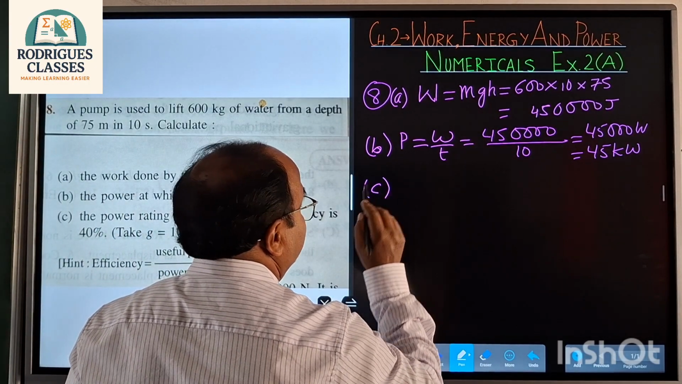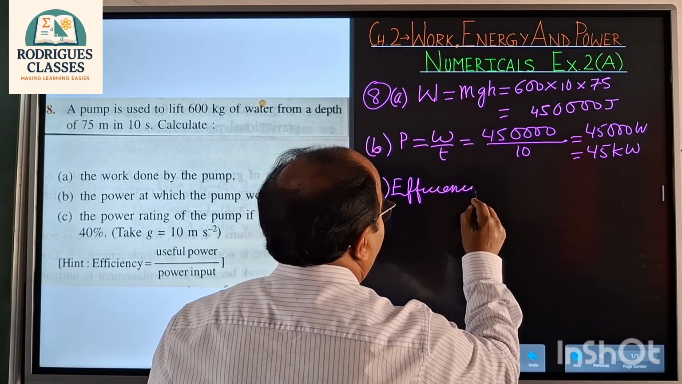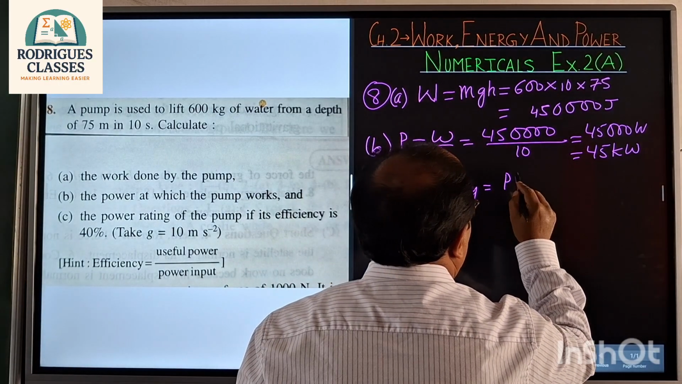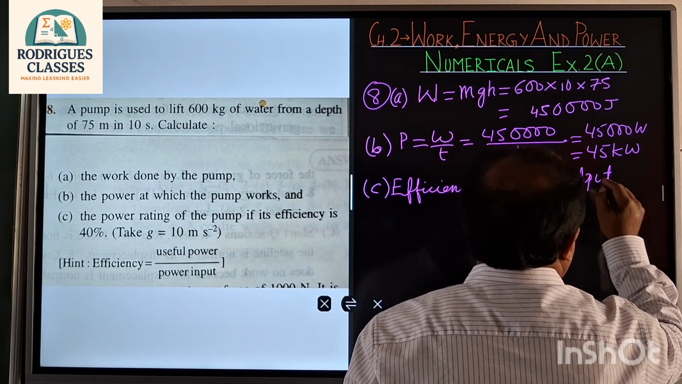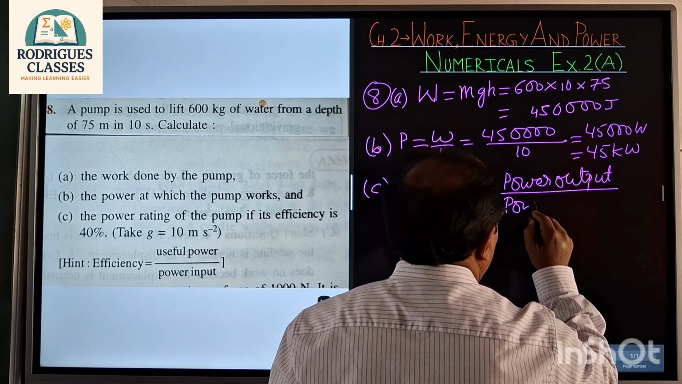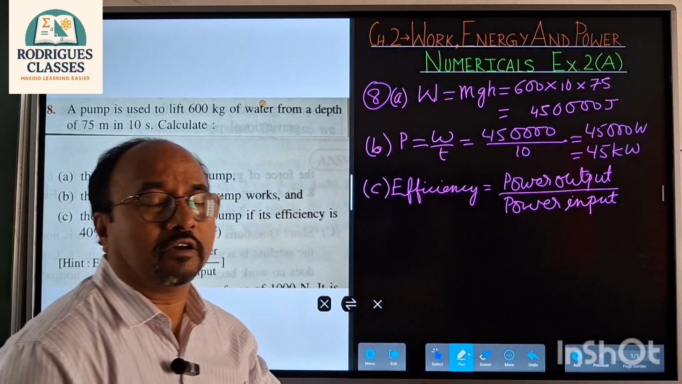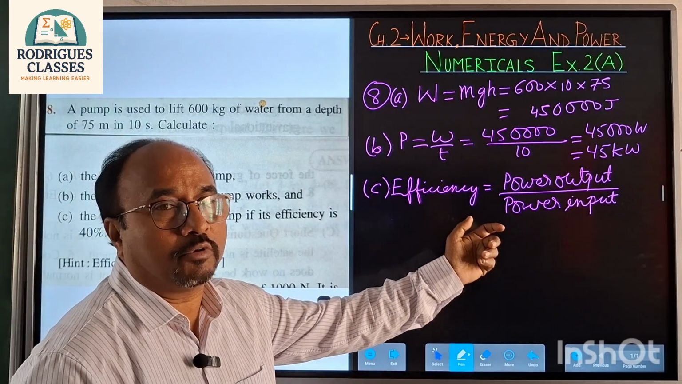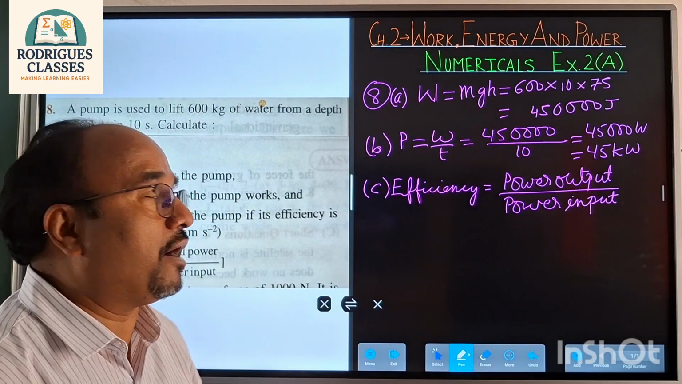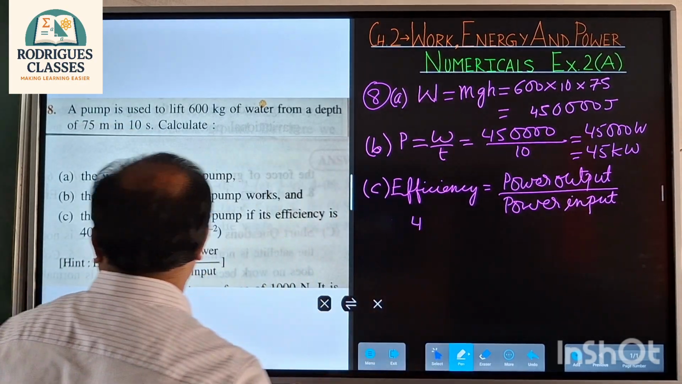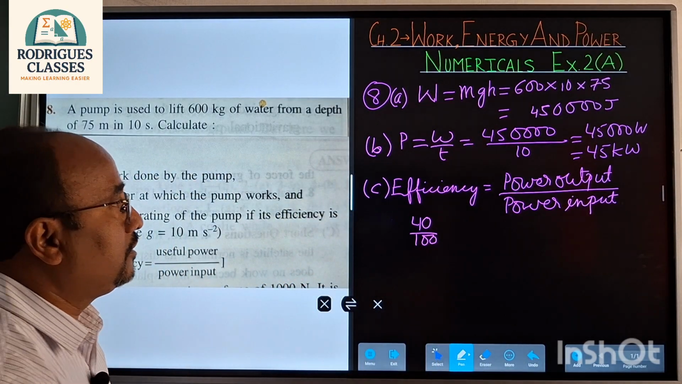So efficiency formula I will write. Efficiency is equal to power output by power input. You will come across this formula when we do the machine chapter, but now because this numerical has come, I'm applying it. Efficiency is power output by power input. So efficiency is 40% given. So in number, it will be 40 by 100.